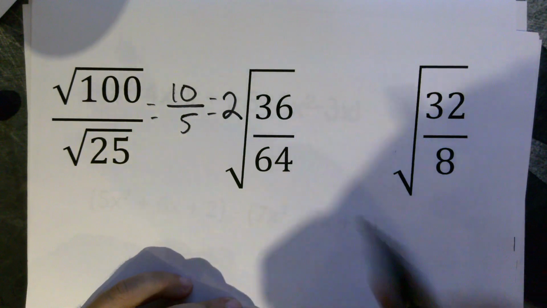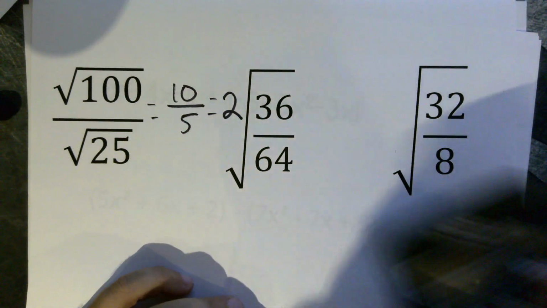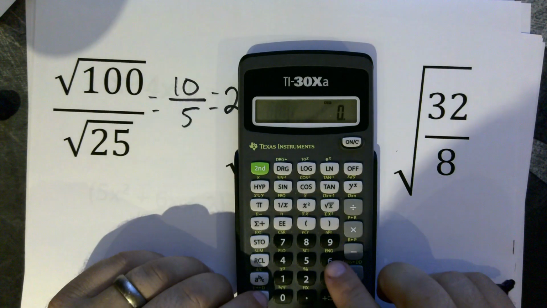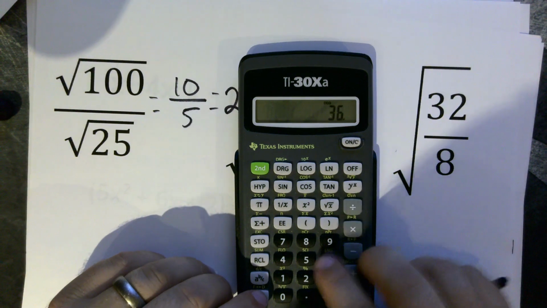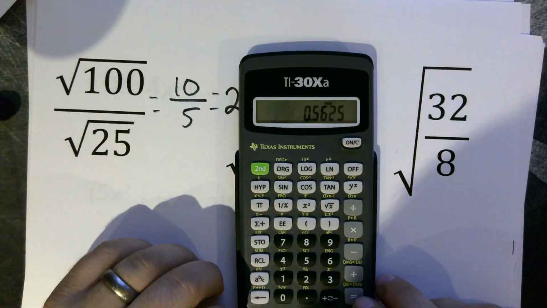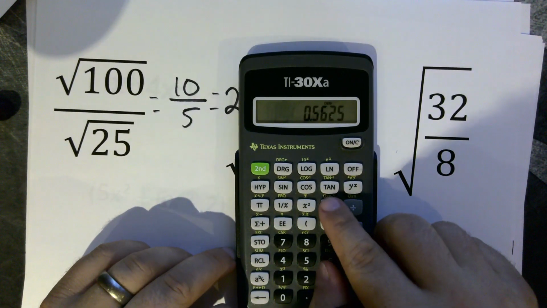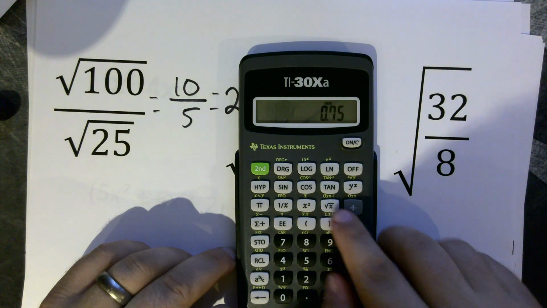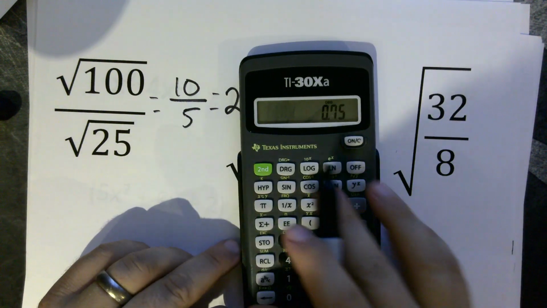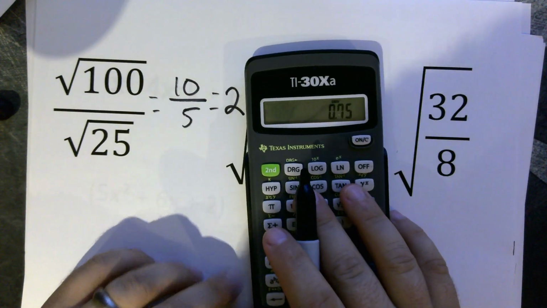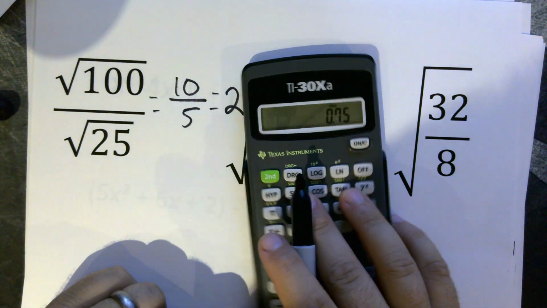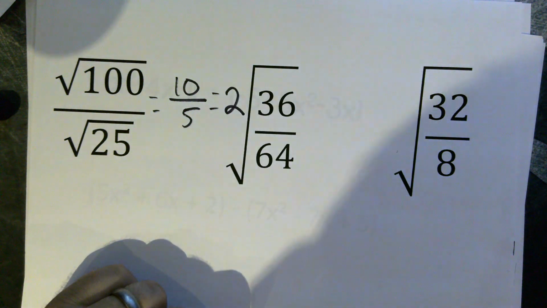Square root of 36 over 64. So if you do 36 divided by 64, you're going to get this weird number here, and then if you hit the square root sign, you're going to get this. And this isn't what they're looking for. They're not wanting you to write it as a decimal. They're wanting you to write it as a fraction in simplest form. So is there another way to do this?